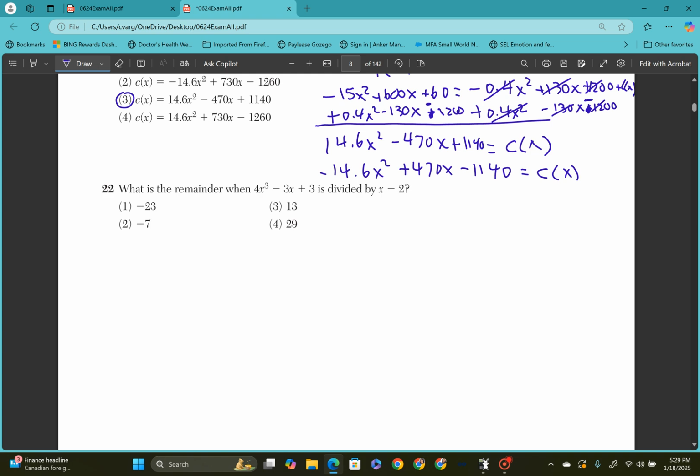It says, what is the remainder? So here, look, another remainder theorem. So x minus 2 equals 0, x equals 2. Let's store that into the calculator. And you're looking for the remainder. I think we've done this enough. The remainder is 29.